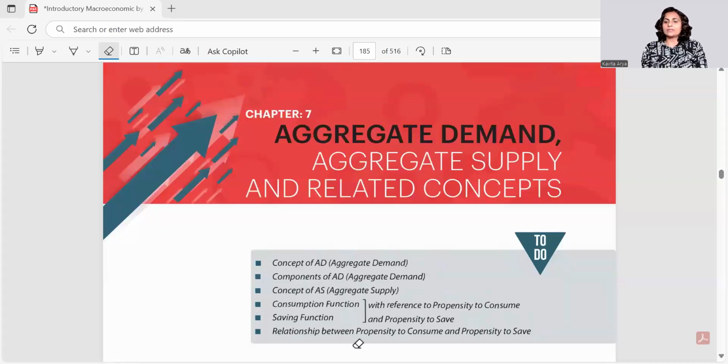Hello friends, welcome back. Let's begin with our learning of macroeconomics. After completing the playlist of national income and money and banking, now we are to begin with the next unit that's called the determination of income and employment. It would further be divided into three subparts, and the first is the basic concepts of AD and AS.